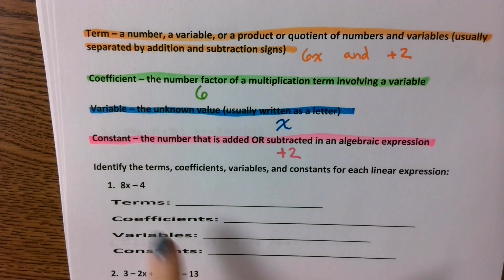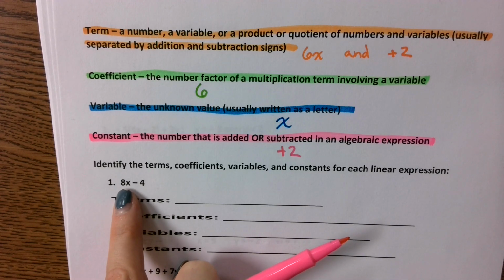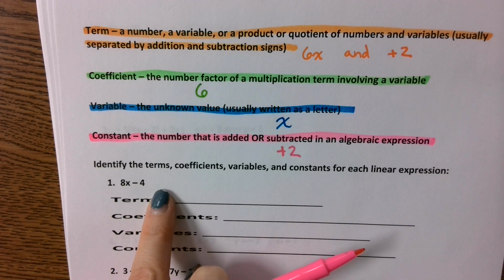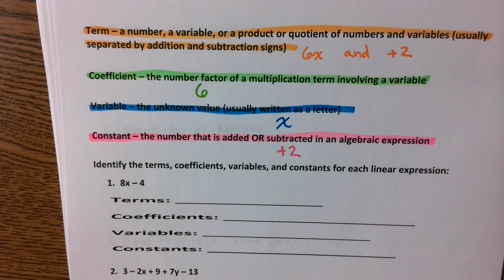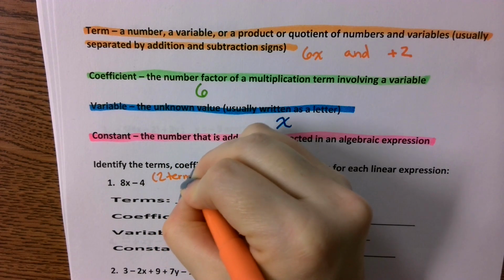So when we are looking here, for problem number 1, we have 8x minus 4. How many terms do I have? I just have 2. Thank you, Brandon. We have 2 terms.